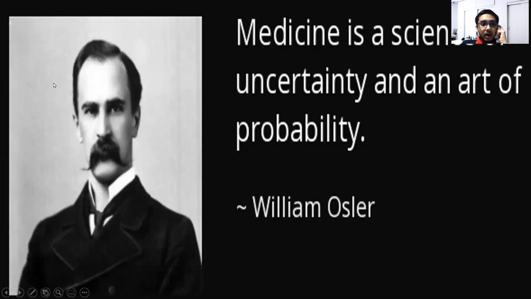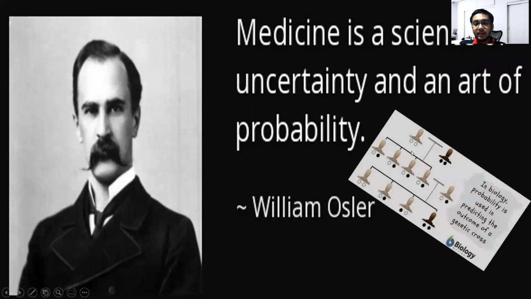Now here I have given a very interesting quote by William Osler. He says that medicine is a science of uncertainty and an art of probability. He too has used the words uncertainty and probability to define medicine. So you can see how important these terms are in the field of medicine too. There's another picture which you can see here. In biology, probability is also used in predicting outcomes of genetic processes. I'll show that in the next slide.